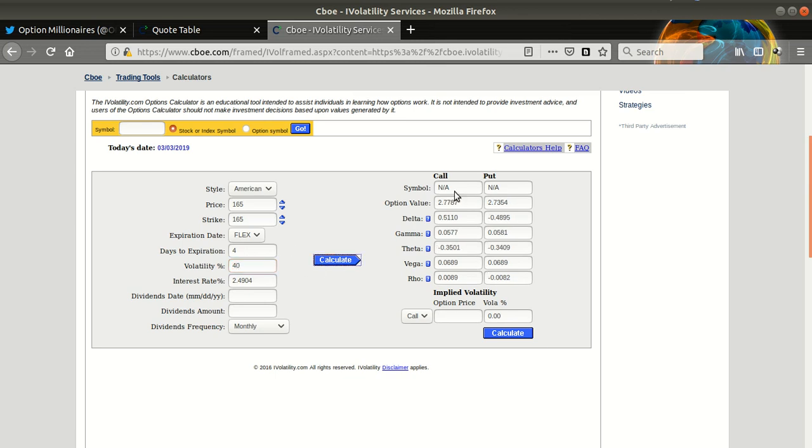Yeah, we can calculate that. So you can add up these two numbers. We get 278 for the call, and this is assuming the stock doesn't move at all.